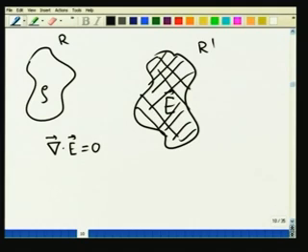Mind you, I do not have to specify what this R prime is. The only condition is that R prime should be away from R. It should not be the same as R. It can in fact be even as close to R as you want, but there should be no overlap.